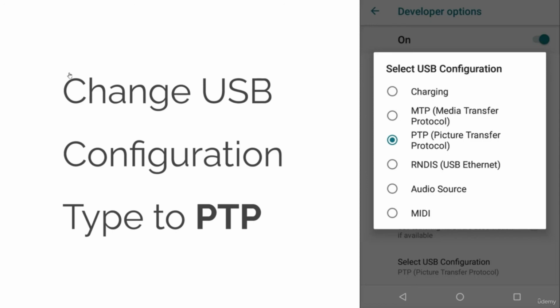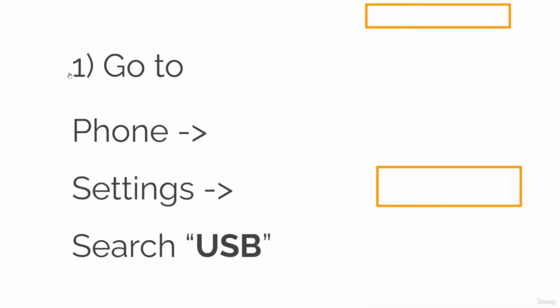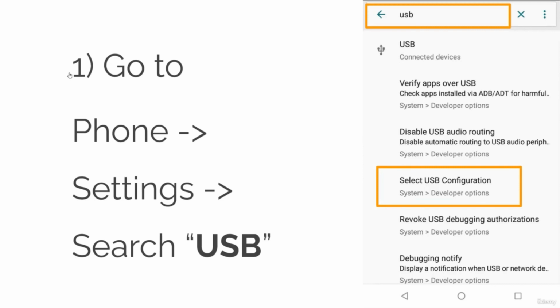You want to enable this so that way Unreal will actually be able to register your device. If you have it as charging as the configuration, this could be one of the reasons that Unreal doesn't recognize the device. So how do we change the USB configuration type exactly? Well, first go to your phone and under settings, just use the search bar to search for USB. And then you'll have different options.